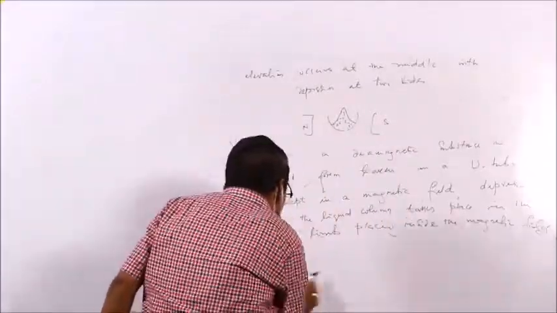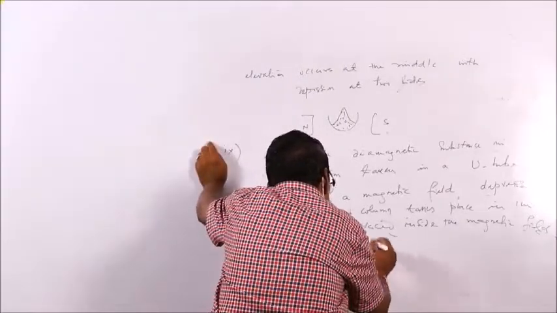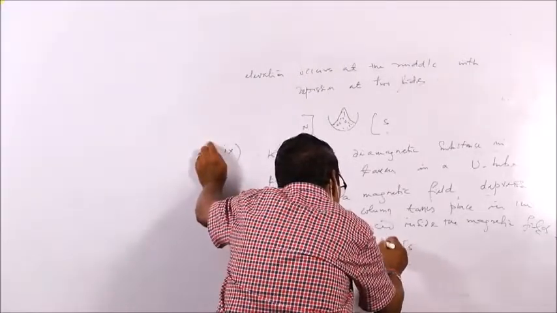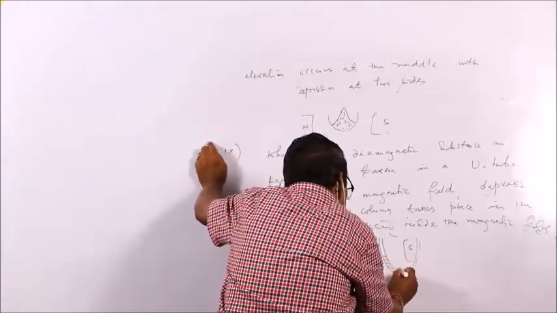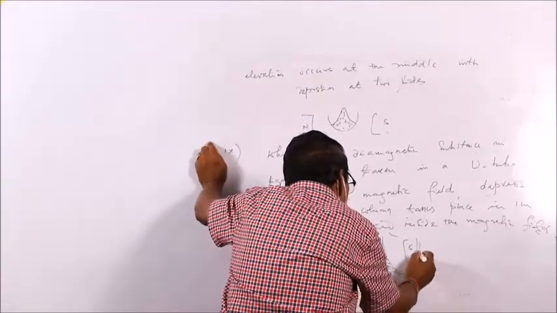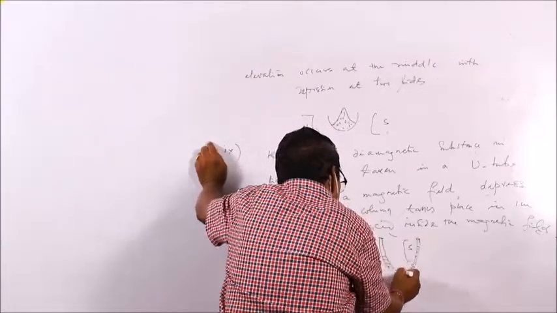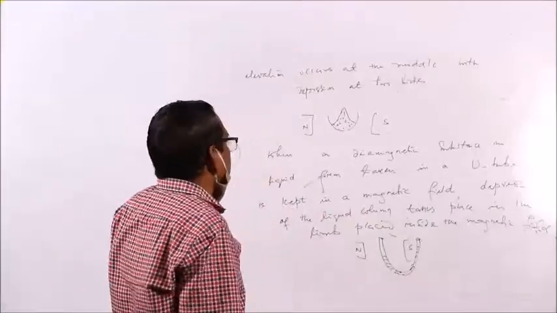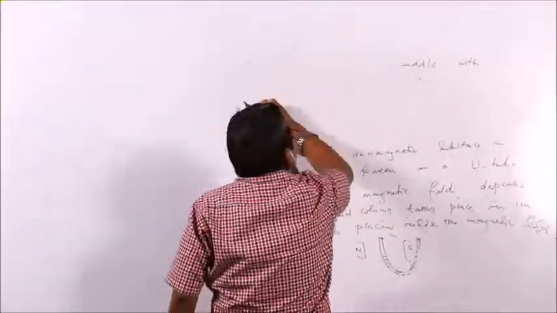The diagram will be like this. There will be depression here. This side will go off like this because it gets repelled in a magnetic field. Next.